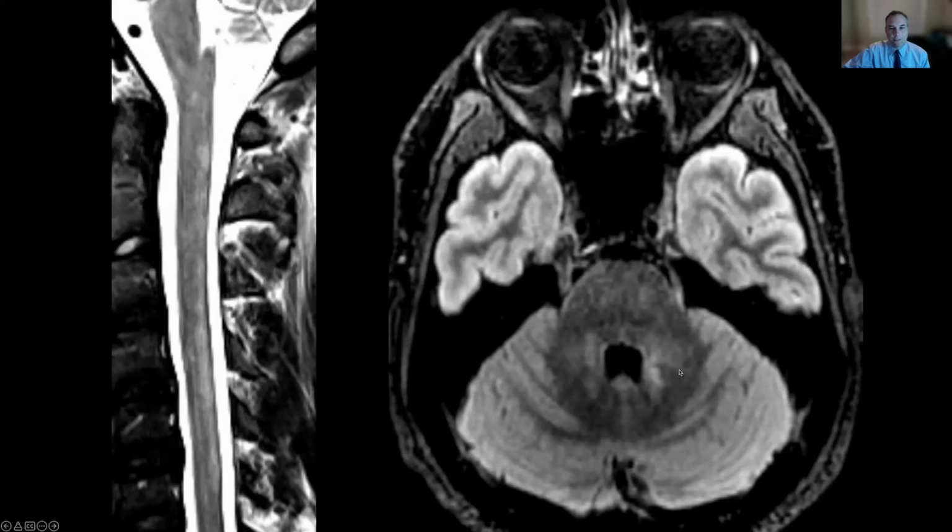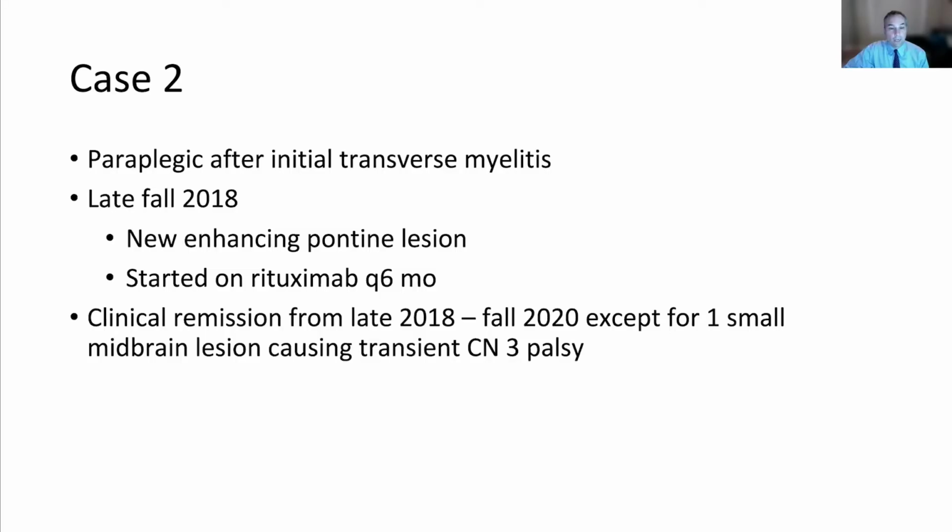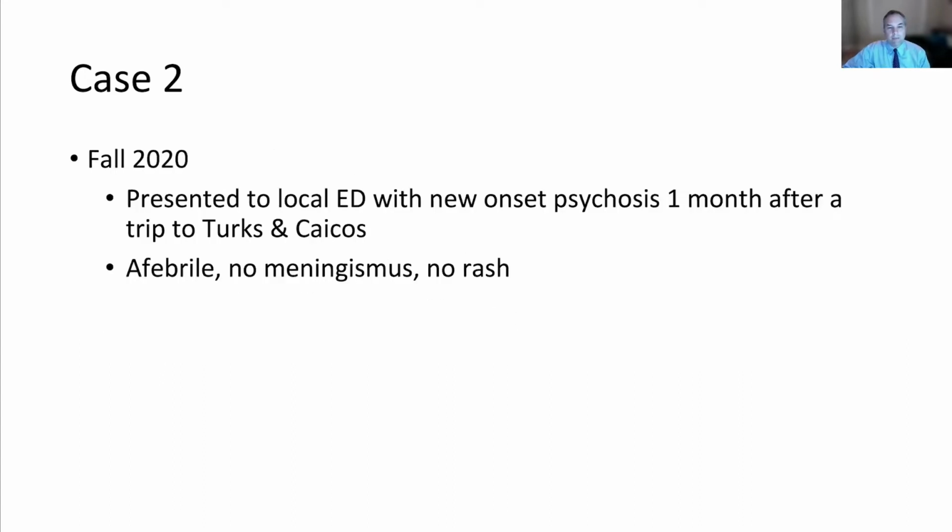And this was his original spinal cord imaging. You can see the extensive scarring throughout the cervical and thoracic spinal cord. He did well, though, for a number of years on rituximab, a B-cell depleting therapy. But then about a year and a half ago, he presented to an emergency department with new onset psychosis.